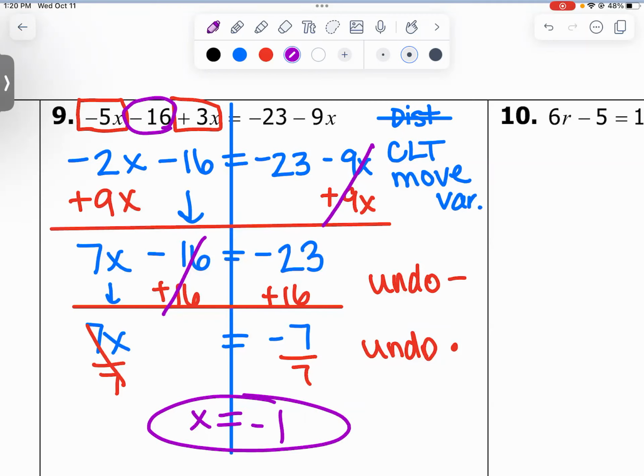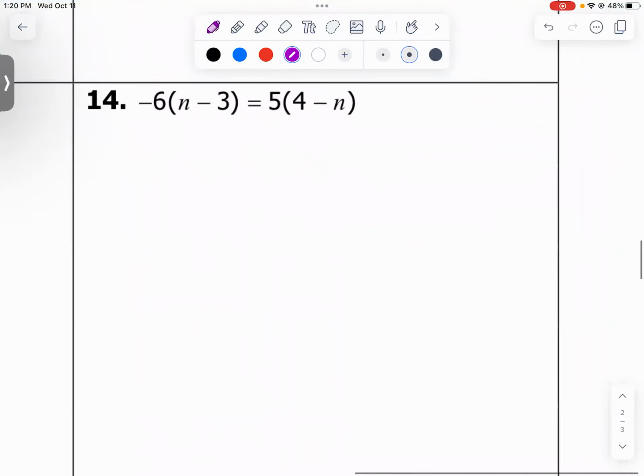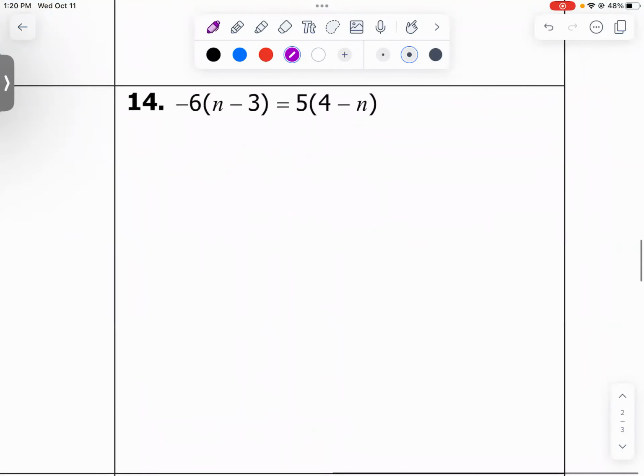All right, one more problem. Are you ready? We're gonna go to 14. I called it. 14, really? Yeah, I said it. Yeah, I see that. Yeah, he did.